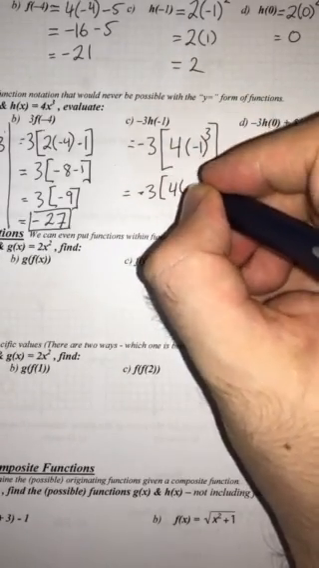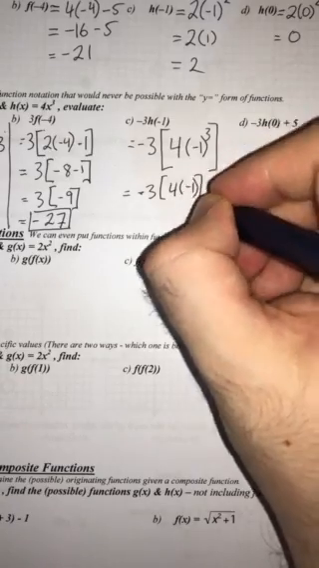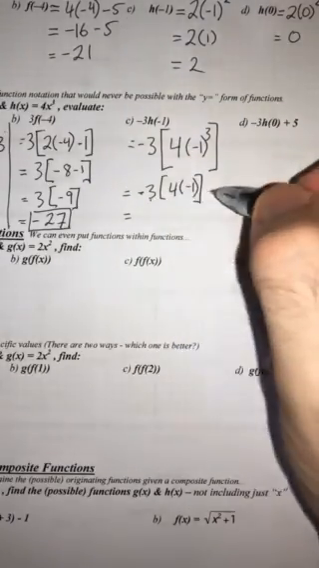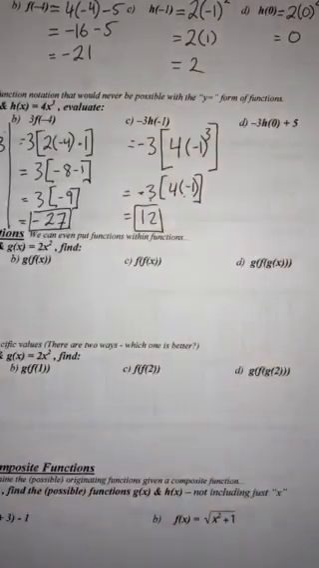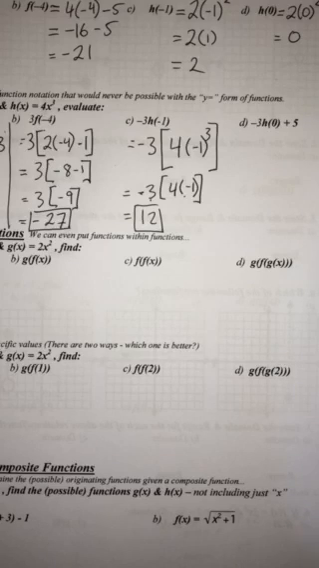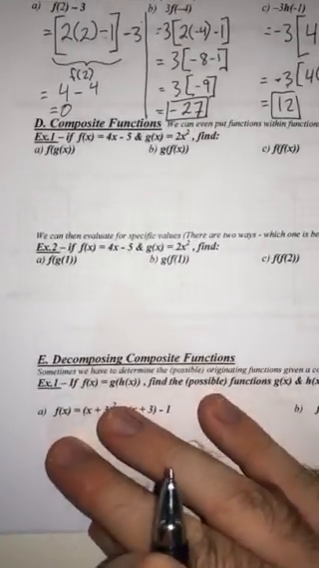So this is 4 times negative 1. So negative 3 times negative 4 just gives you positive 12. Okay, so that's that notation, if you're doing some sort of another operation outside of just simply the function. That's functions. Now we get into something that's a little bit more difficult.